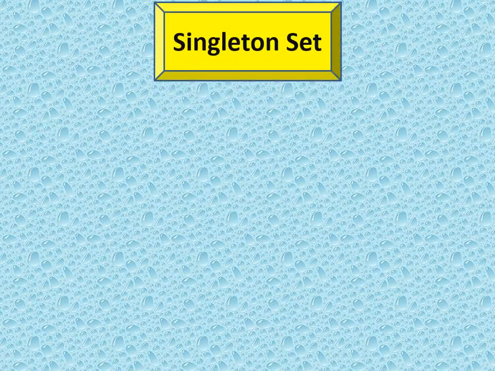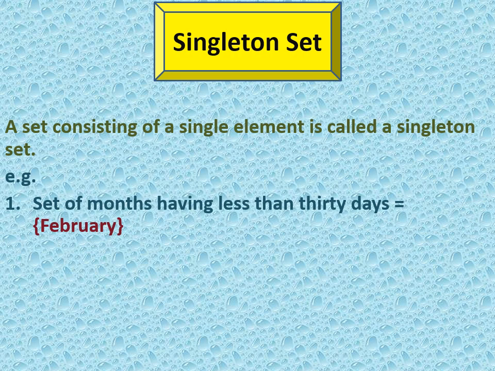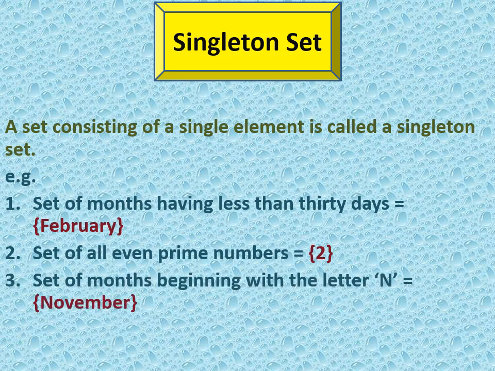First one is singleton set. We will see the examples. A set consisting of a single element is called a singleton set. Example: a set of months having less than 30 days. Only February is the month which has less than 30 days. Set of all even prime numbers. Number 2 is the only even prime number.